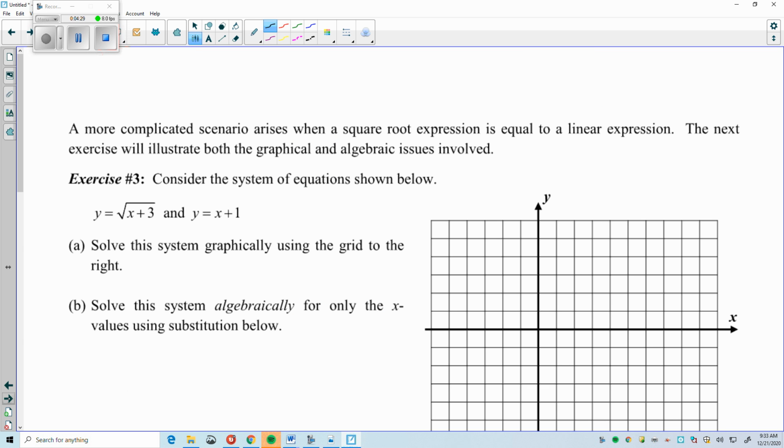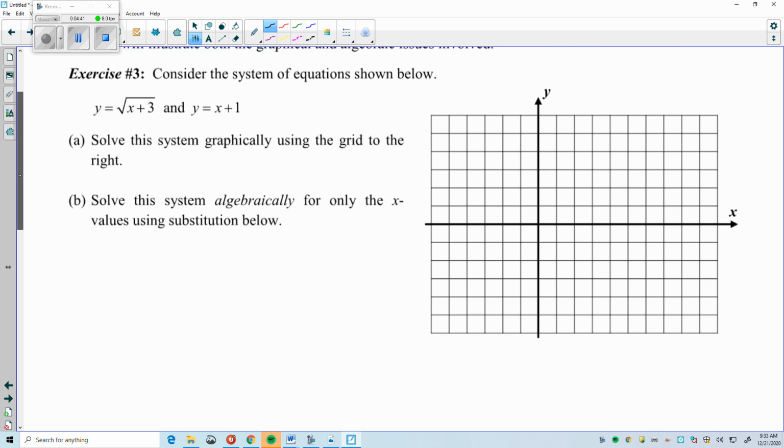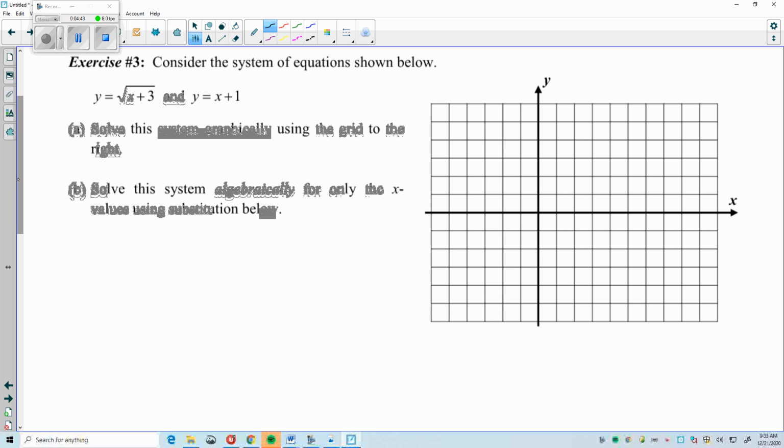Okay. So a more complicated situation is going to come when we have a square root expression equal to a linear expression. We're going to see that in our next exercise. We have the system of equations shown below, and it says we're going to solve this system graphically using the grid to the right.